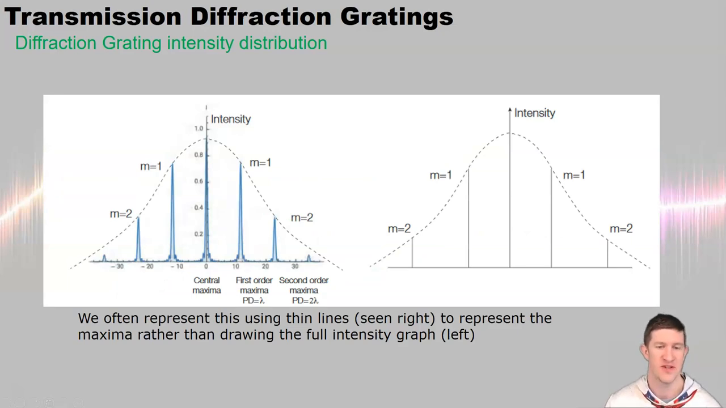We often represent this using thin lines, which we see on the right, rather than trying to draw a full intensity graph with very skinny gaps. It's completely fine to do it. We'll just do these lines. We know that it actually would look more like this intensity graph. It's not just on-off, it's gradual, but we just do it for lines because we're lazy and it's much easier to draw.